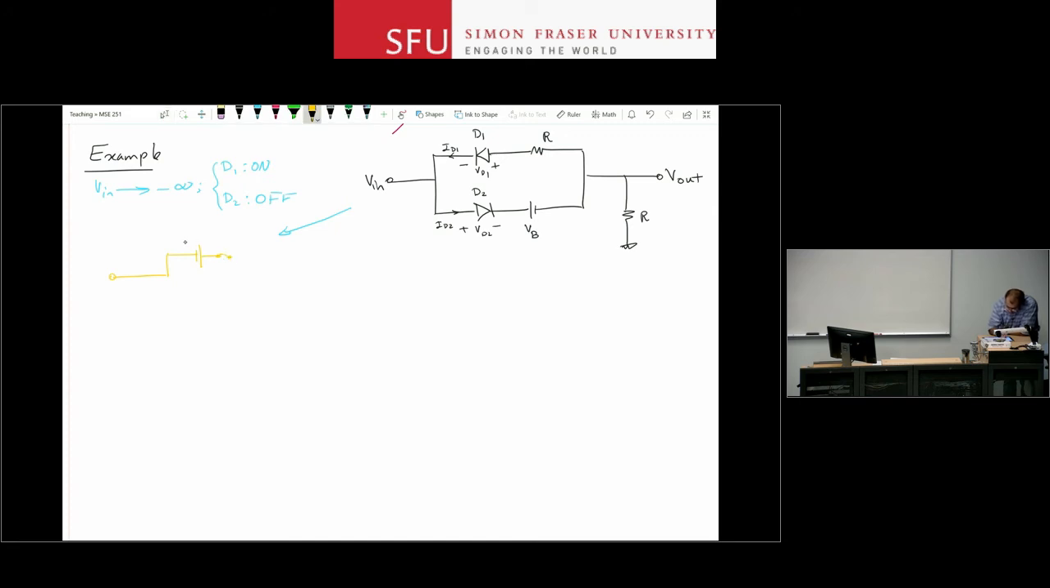So this is VD on, and I have the resistor here. For D2, I still have that voltage source and resistor, but it's an open circuit now, right? So this is D2 and VB and R here.